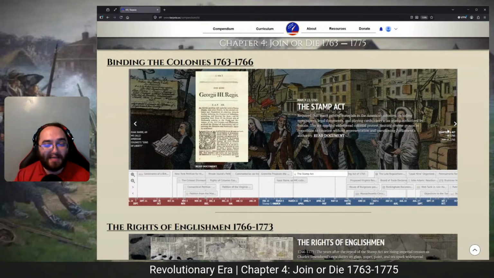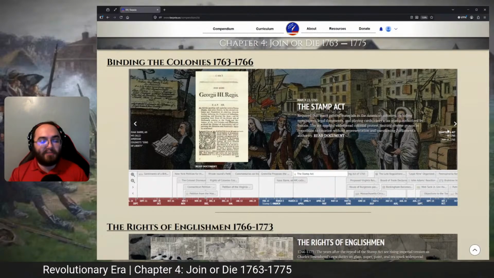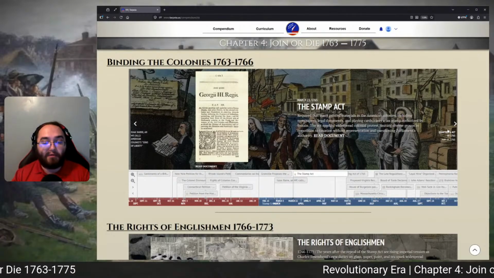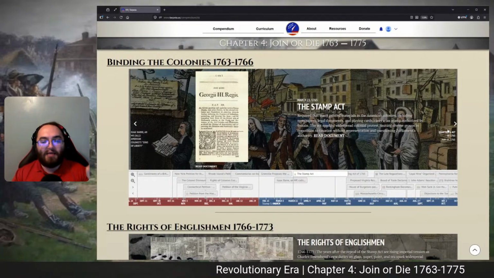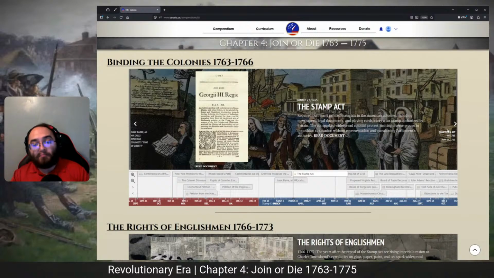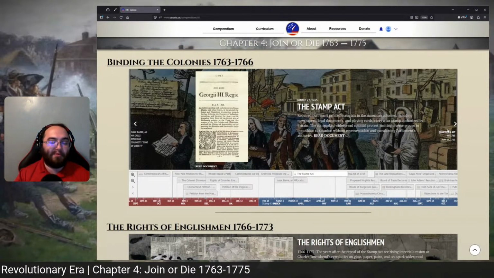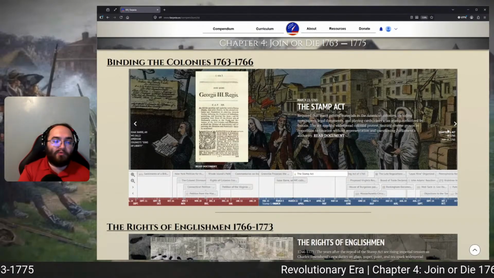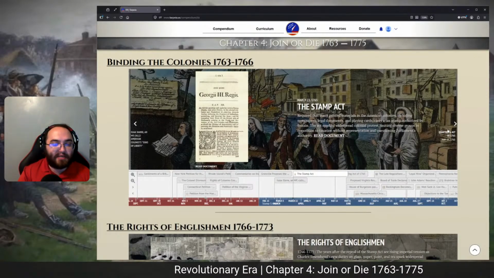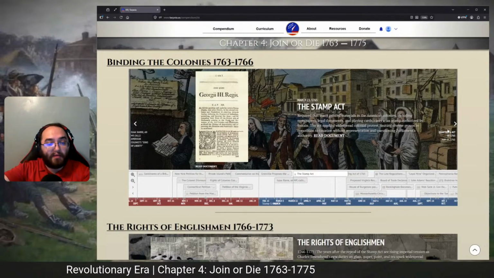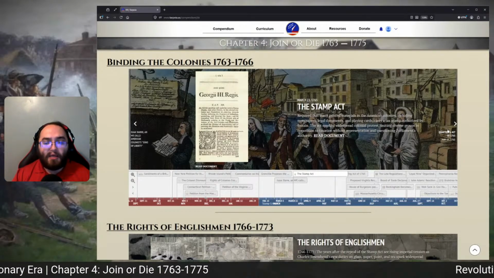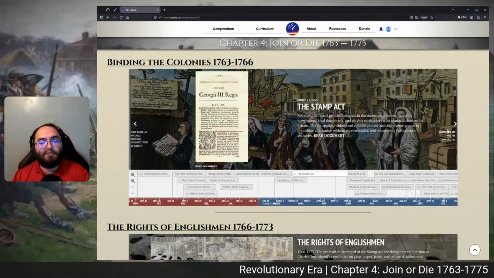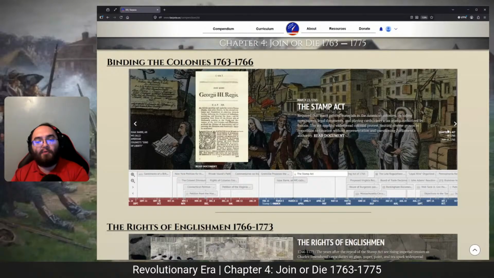So this is the Stamp Act, and this required that many printed materials in the American colonies, including newspapers, legal documents, and playing cards, carry a tax stamp authorized by Britain. So every single piece of paper pretty much had to have a stamp on it, and then those stamps were taxed. That's how they raised the tax revenue, because people had to pay to buy the stamps.